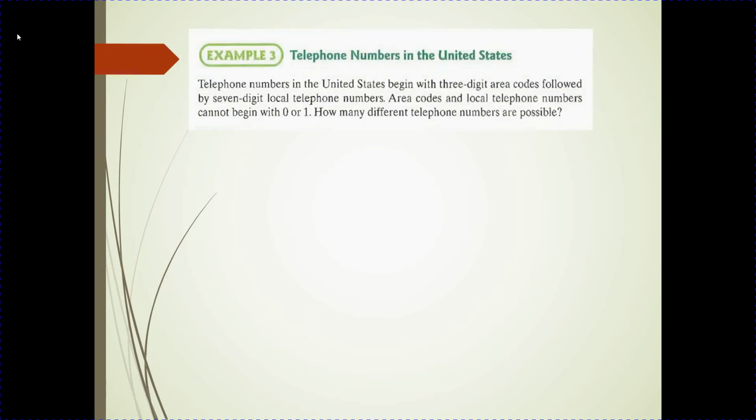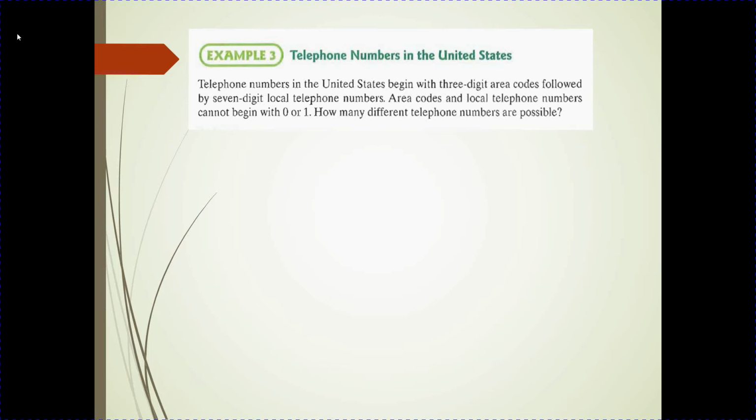Now let's go to example 3, telephone numbers in the United States. Telephone numbers in the United States begin with a 3-digit area code followed by a 7-digit local telephone number. Area codes and local telephone numbers cannot begin with 0 or 1. The question is how many different telephone numbers are possible? So in the United States, you have two ways.